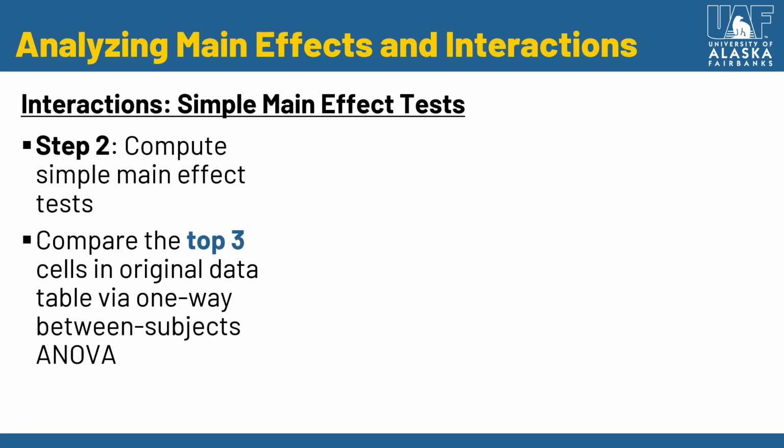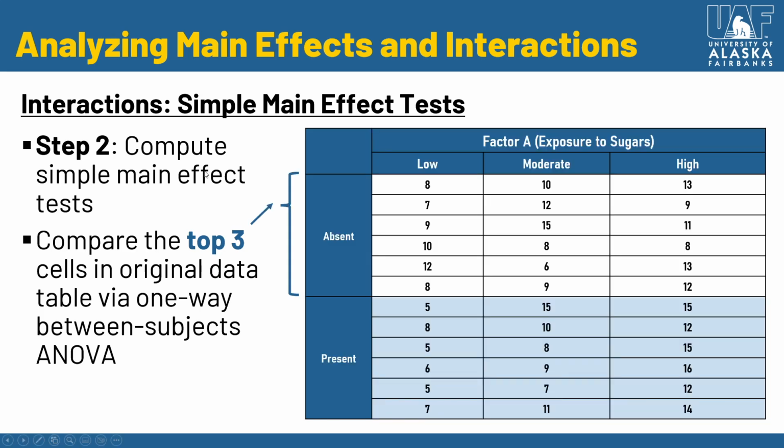So let's dive into a specific one. Let's say we wanted to do this. We could compare the top three cells in the original data via one-way between-subjects ANOVA. In other words, we're doing an ANOVA with just this section of the table, right? We're looking for differences in group means of factor A when the buffet was absent. And then we can do another ANOVA across levels of factor A when the buffet was present.